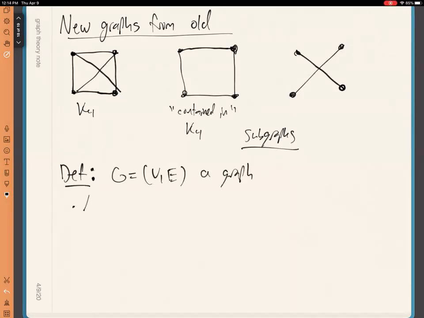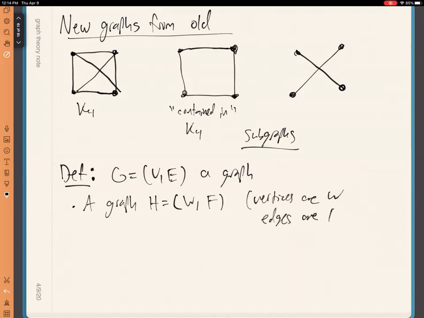So another graph, say H. Right, so let's say H has vertex set W and edge set F, right? So the vertices are W and edges of H are in F. So such a graph H is a subgraph if, well, what's the natural way to do this?